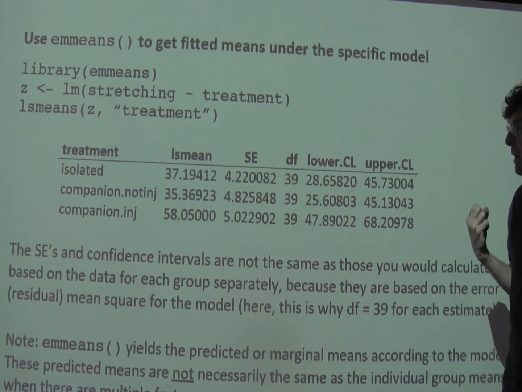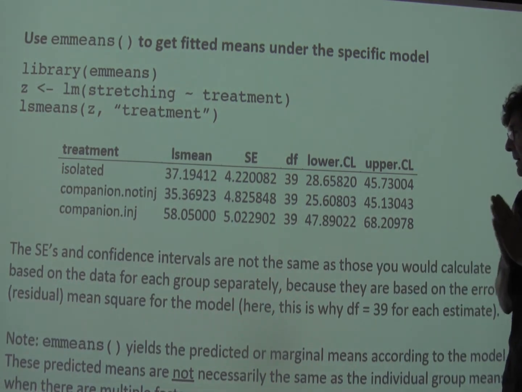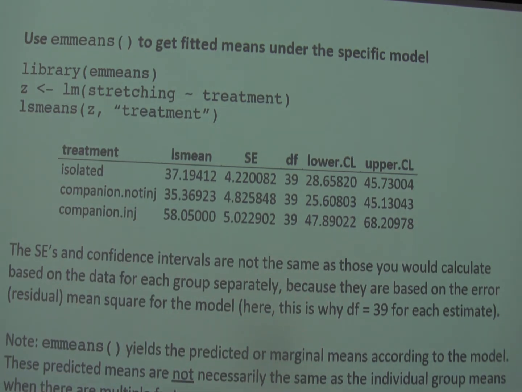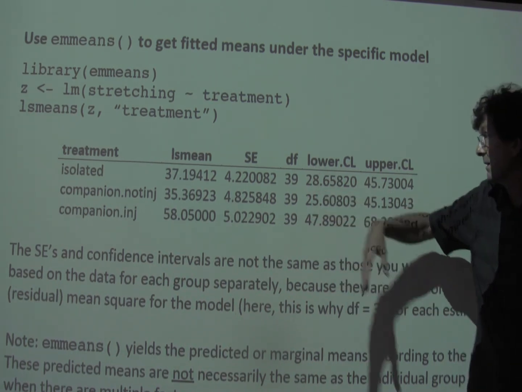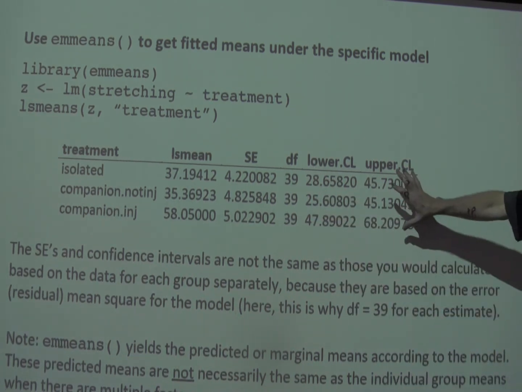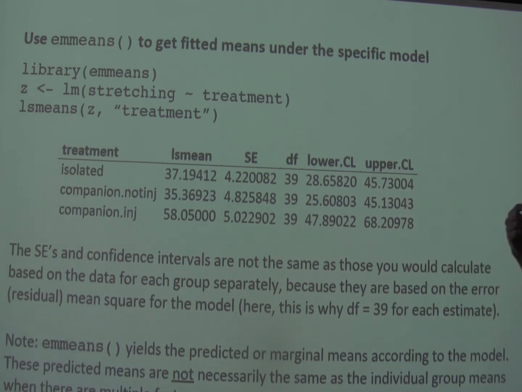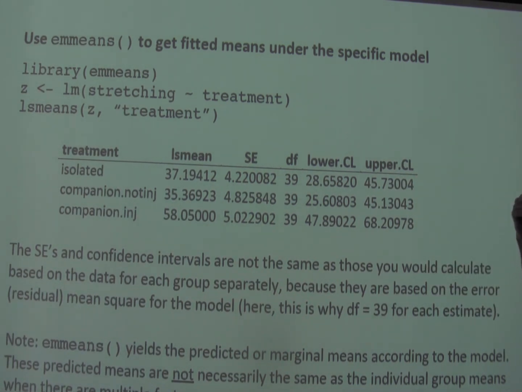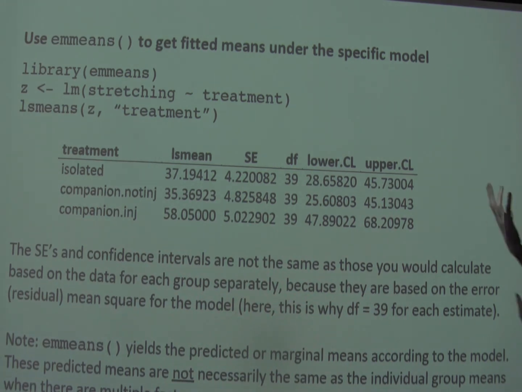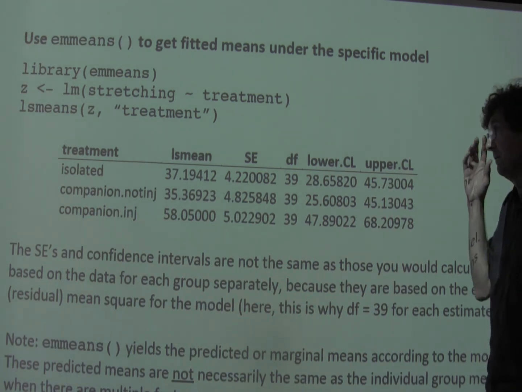That's a great thing about R, it's much easier to extract magnitudes. I just wanted to point out that the confidence intervals and the standard errors that you would get using this are not the same as you would get if you calculated them separately on each of the groups, because the number of observations in each of the groups is only on the order of 12 or so.